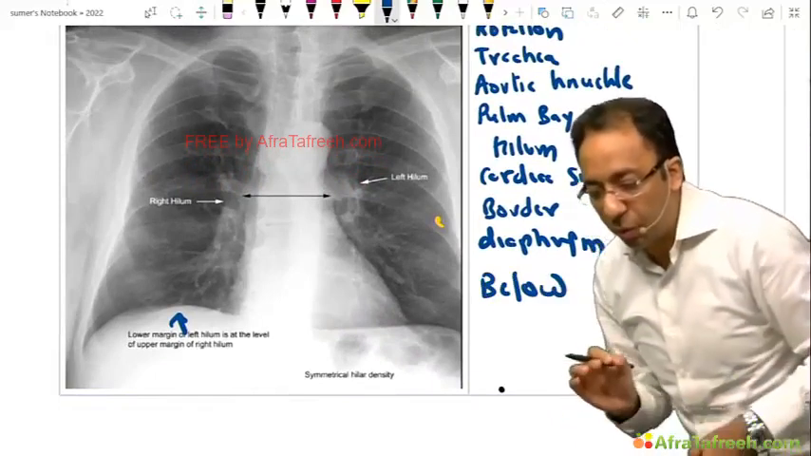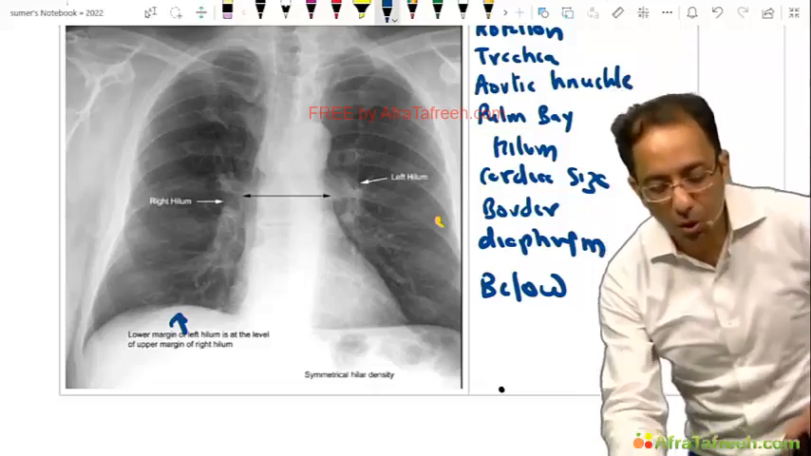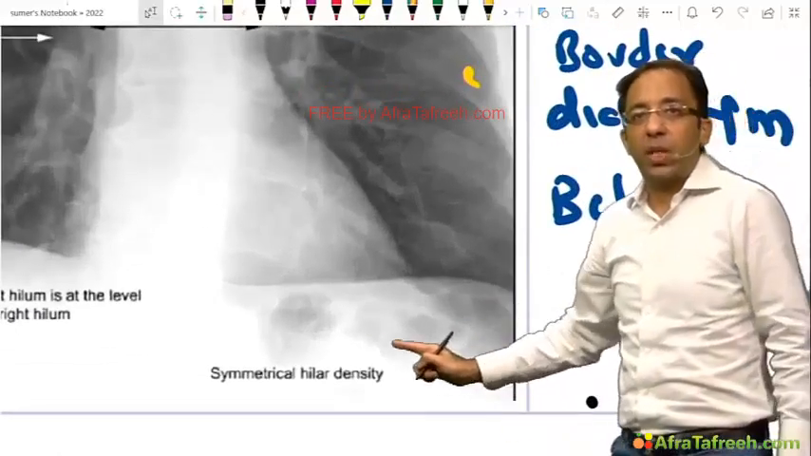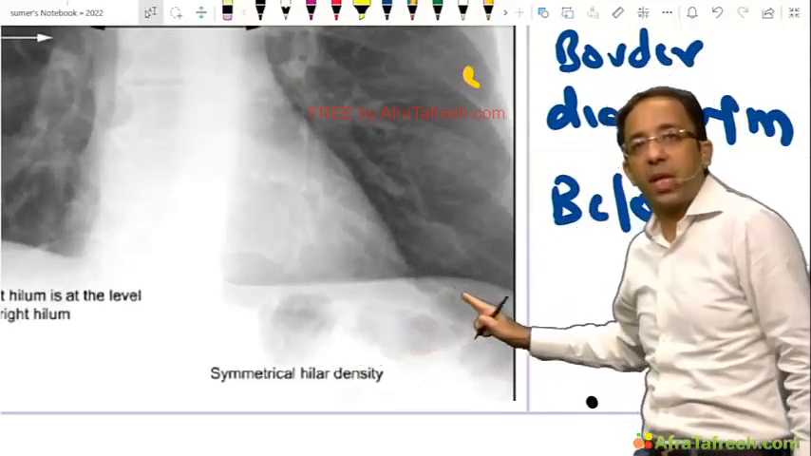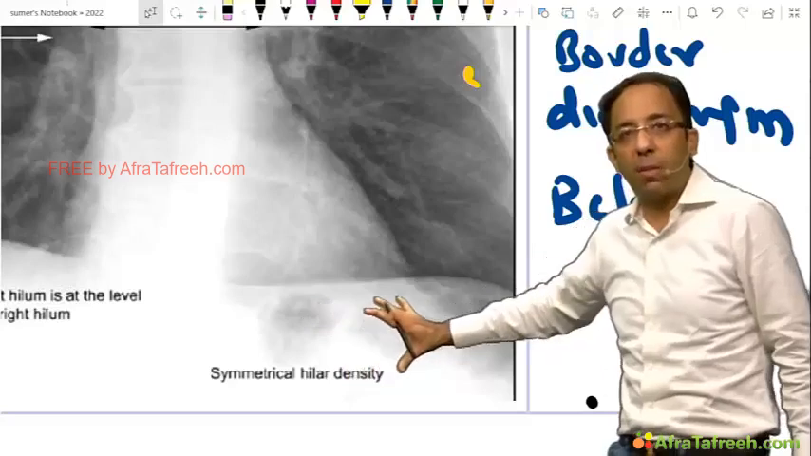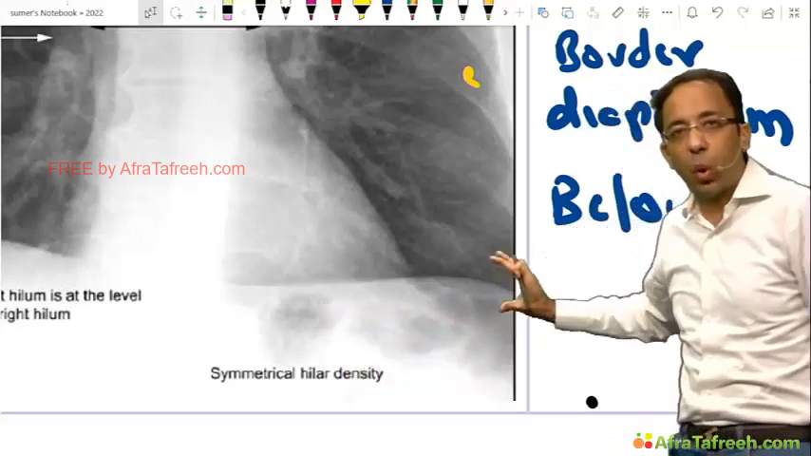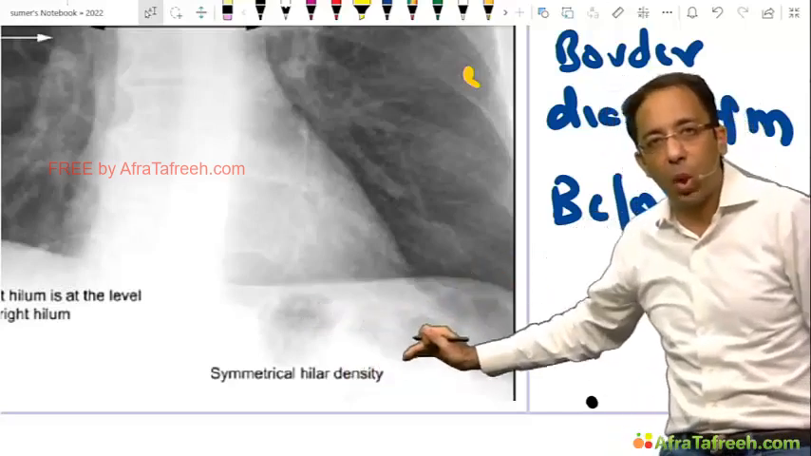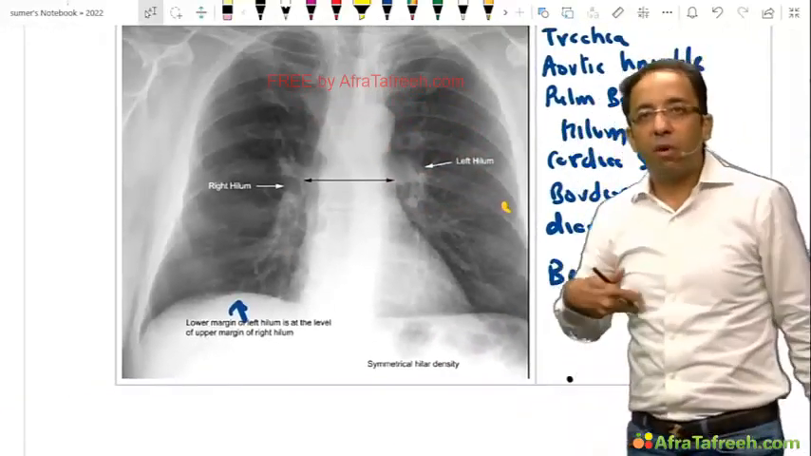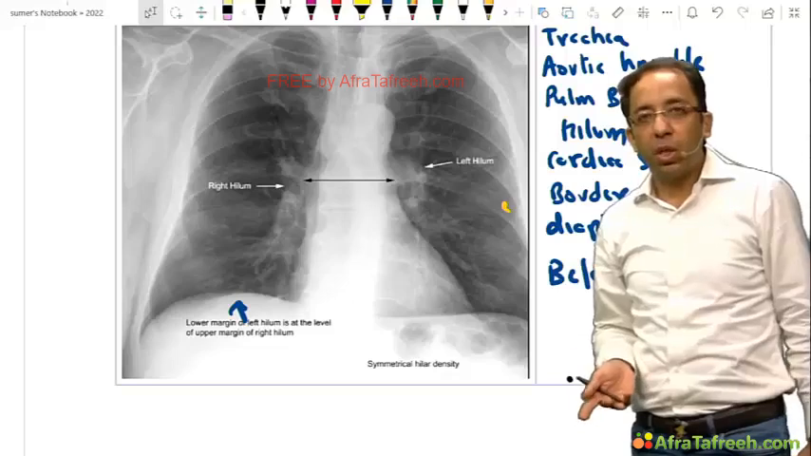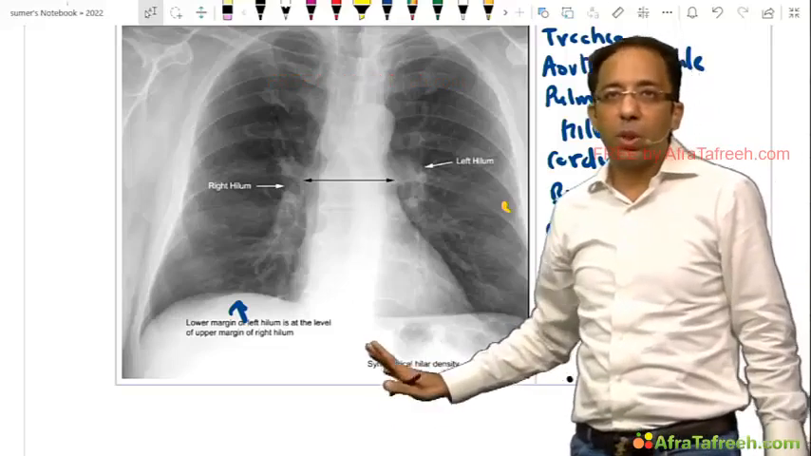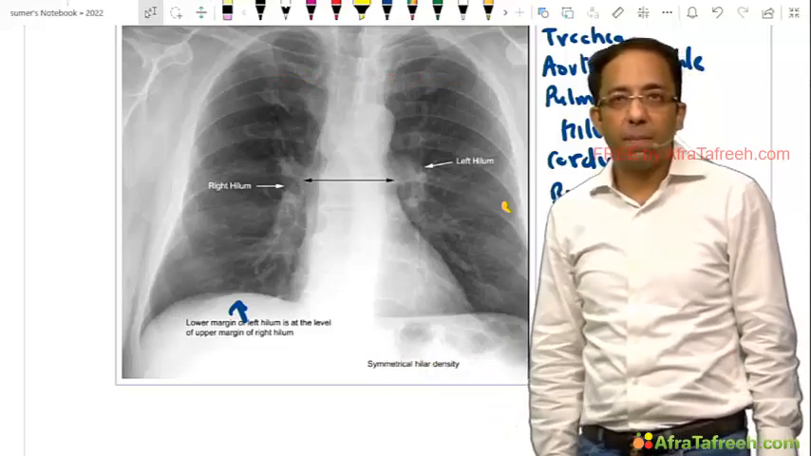I want all of you to focus on this. Below the left diaphragm, can you see this gas? This is nothing but the gastric fundus. So normal stomach gas is visible below the left diaphragm. Don't think of this as abnormal. This is normal. So we look below the diaphragm to see for any subdiaphragmatic pathology. But keep in mind that below the left diaphragm, it is normal to see this gastric fundic gas.